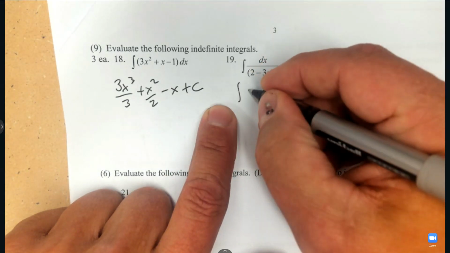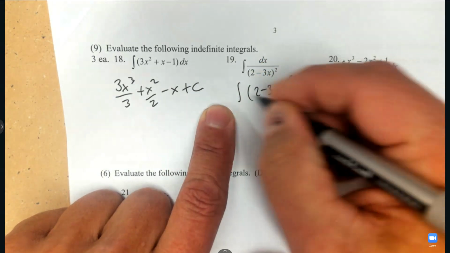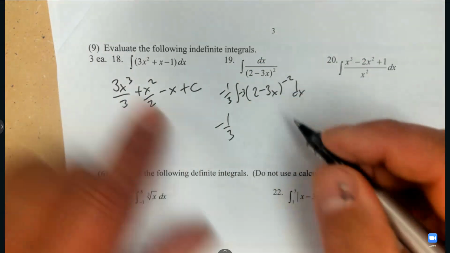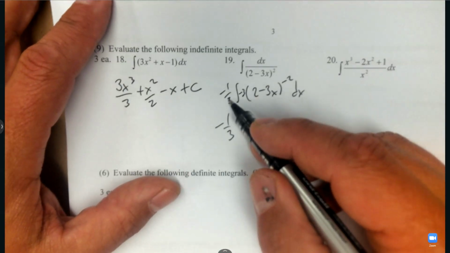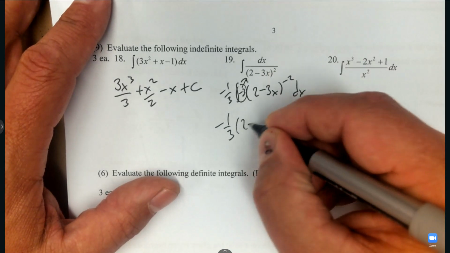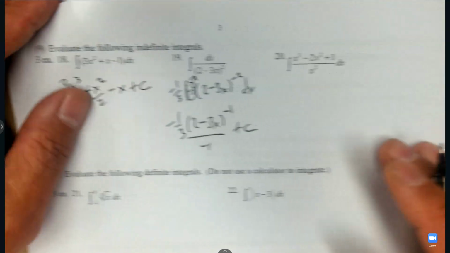Sometimes you have to write it friendly. So that's 2 minus 3x to the negative 2. That's negative 3. So that becomes negative 1/3. So what it was over what it became. Negative 3 is not part of the answer. So it's negative 1/3. Then 2 minus 3x. Add 1 to the exponent and divide.